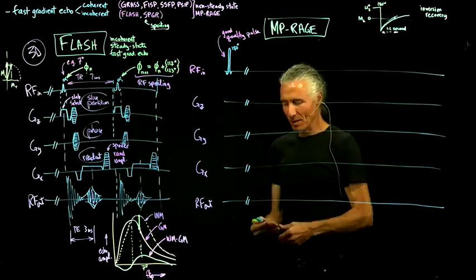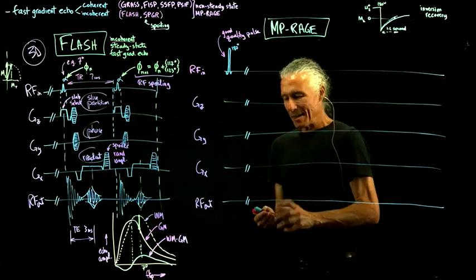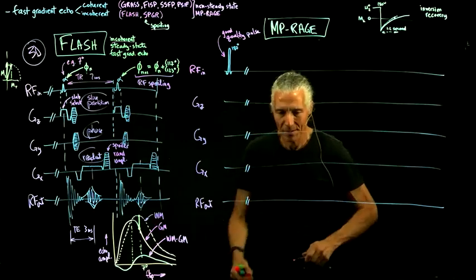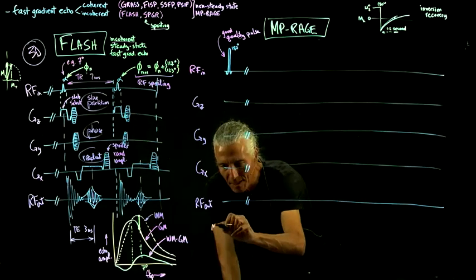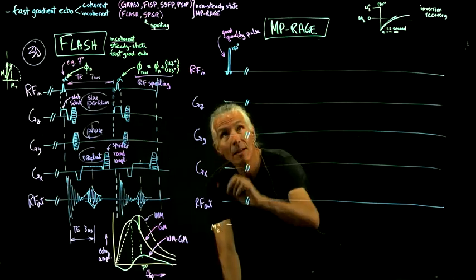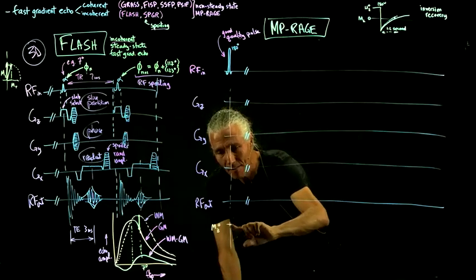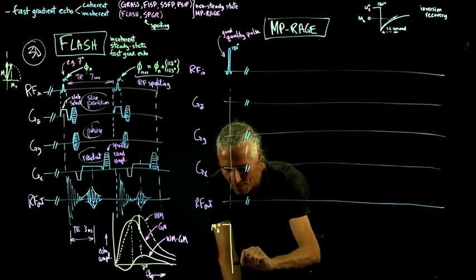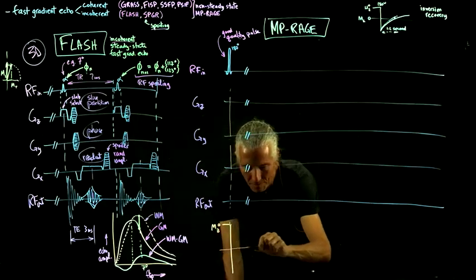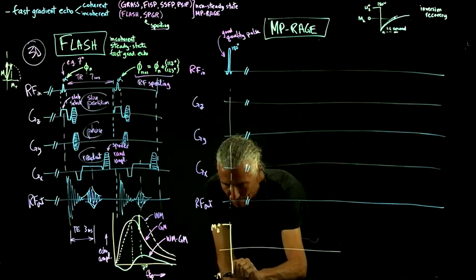So invert all the spins, and then here's the non-steady state part. What happens is we start off at MZ0, and when the 180 hits, we're going to go down to minus MZ0.